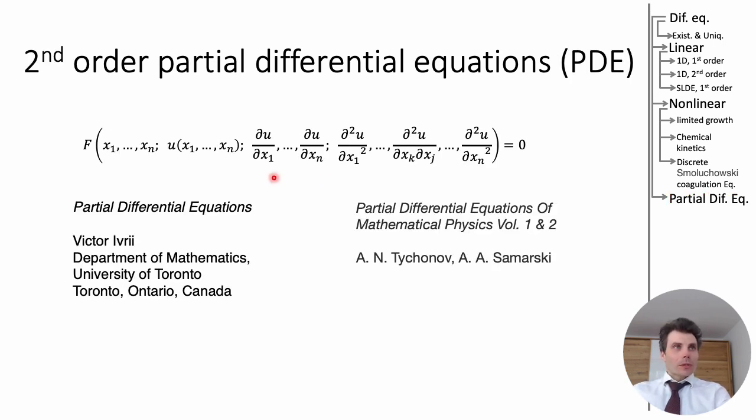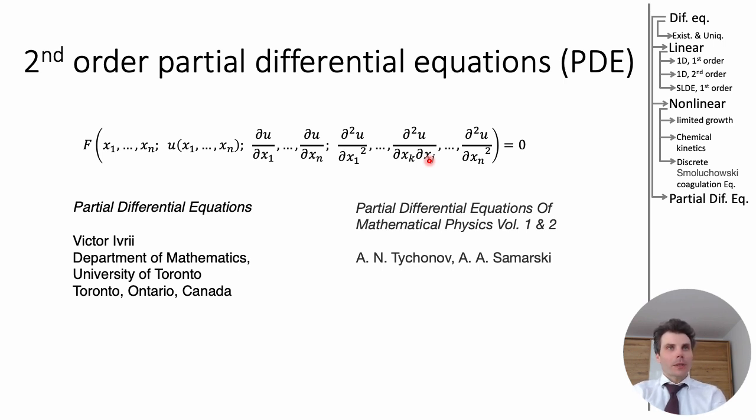A second order partial differential equation is a similar formula which includes, in addition to all the previous terms, also the second derivatives. And these can be the derivatives with respect to the same variable, or these can be second derivatives with respect to different arguments, different variables.